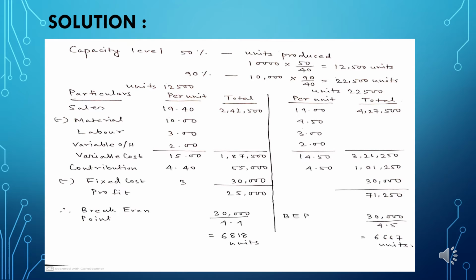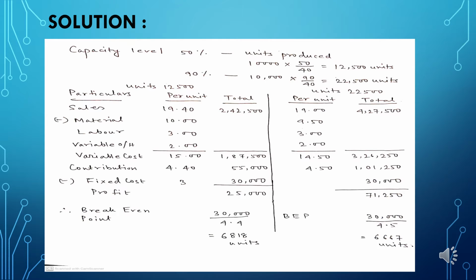So if we deduct that total fixed cost from the total contribution of 55,000, we get the profit to be 25,000, and the break-even point formula, fixed cost divided by contribution per unit, gives us the break-even point to be 6,818 units approximately. This is what the initial one is.